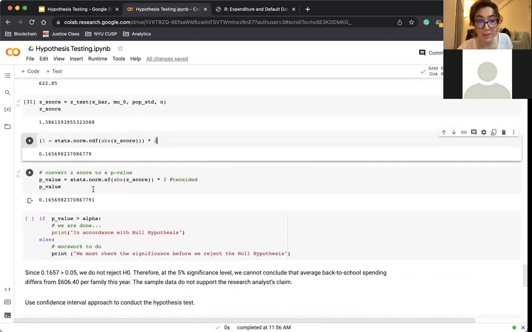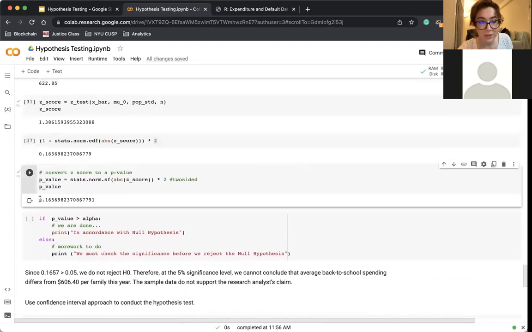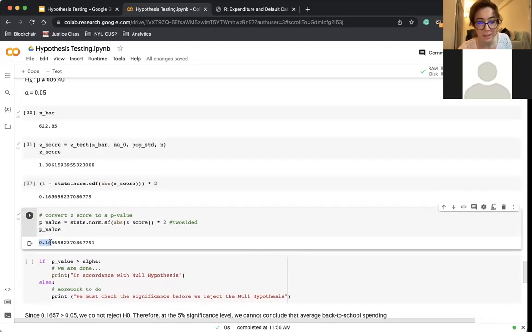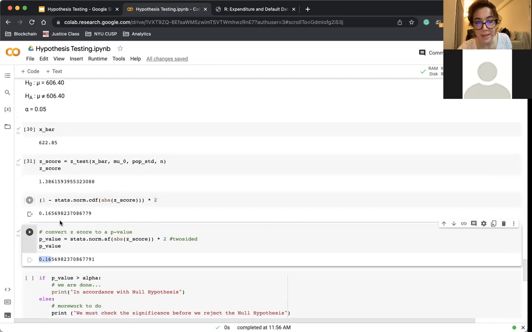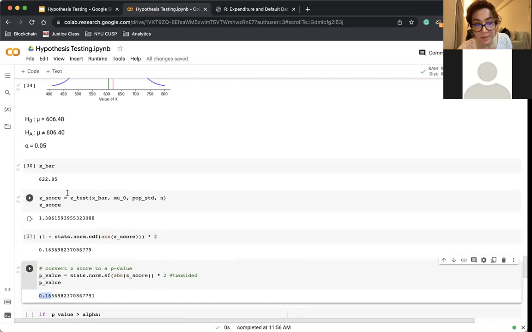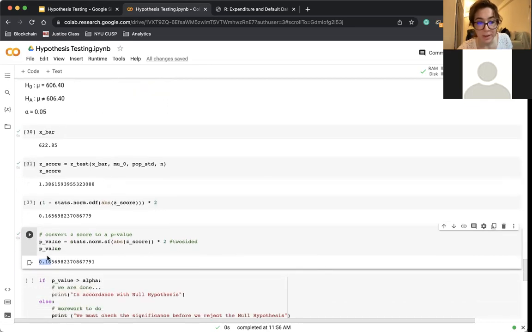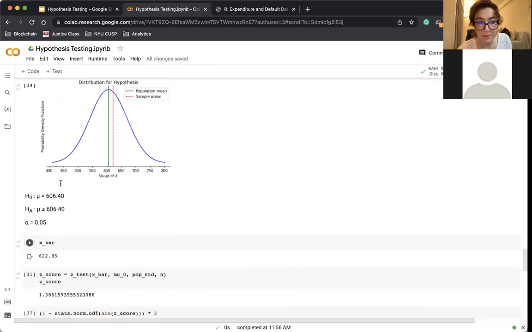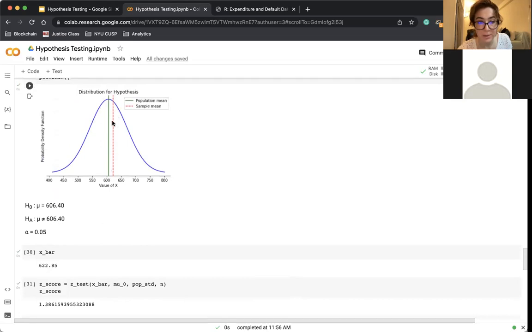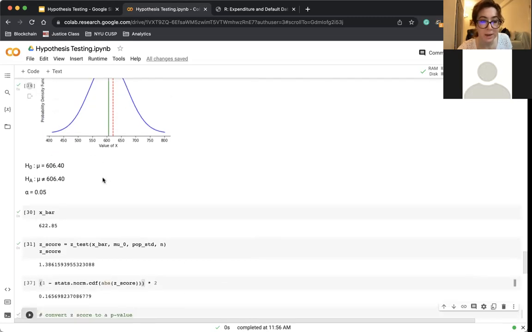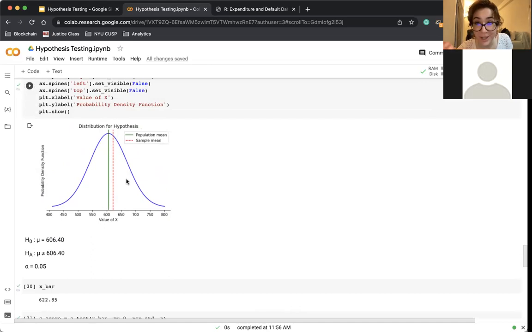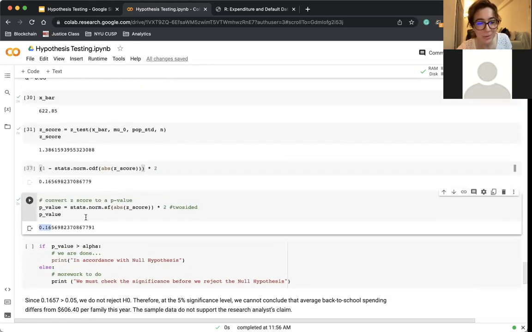So we have this p-value, and it's a pretty large p-value, because the probability of seeing a value at least as extreme as the z-score we saw, like this value of x bar, is pretty common, a 16% chance, because of where it is under the curve. It's not as extreme as what we saw before.